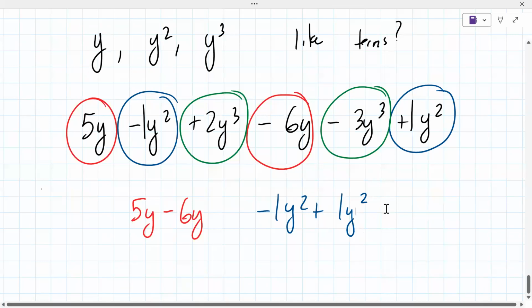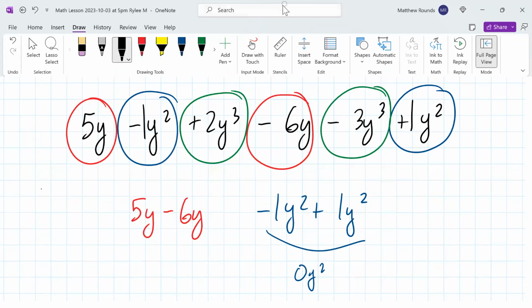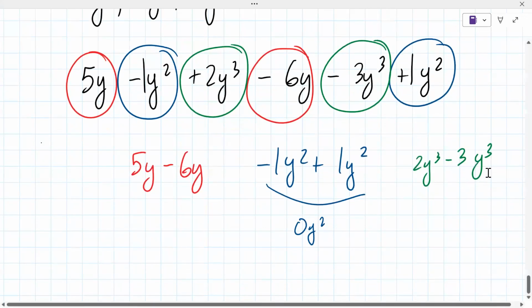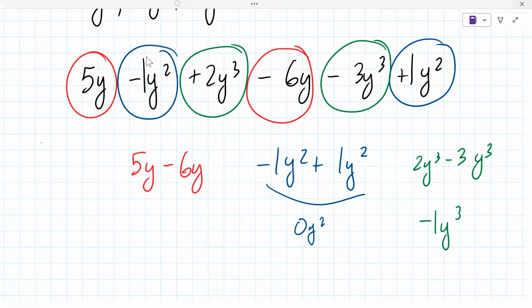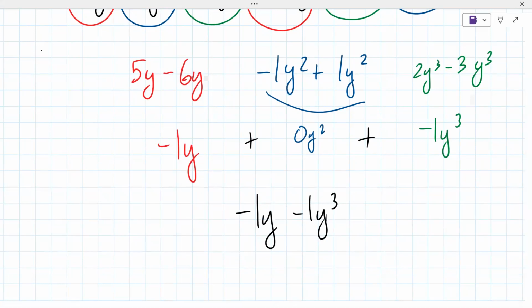These just cancel. They go away. This goes to 0, and that's okay. And then the last one here is plus 2y cubed minus 3y cubed. What does that become? Negative 1y cubed, y to the power of 3. The first one becomes minus 1y. All right, so minus 1y minus 1y cubed is your final answer.